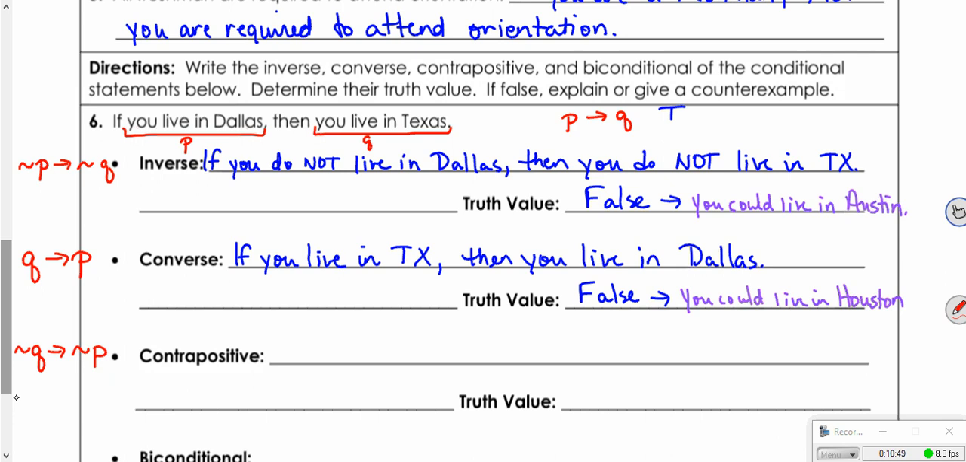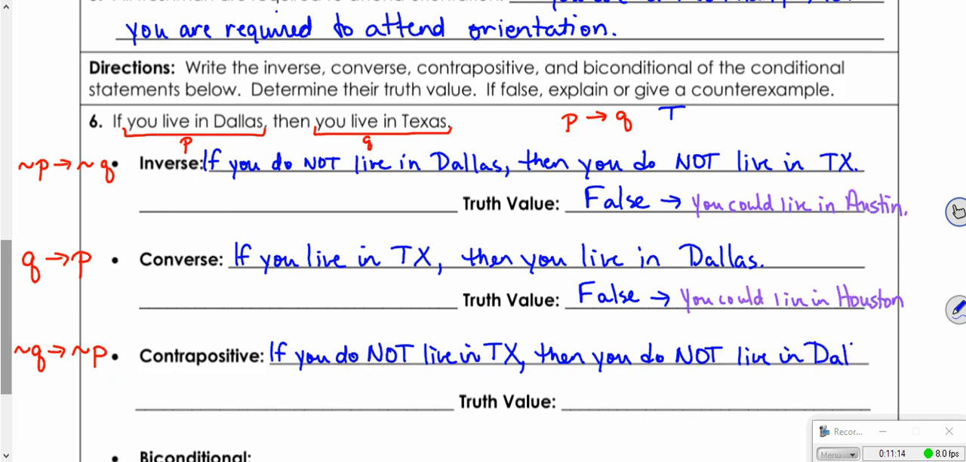If you do not live in Texas, then you do not live in Dallas. And that is actually true. Since Dallas is in Texas, if you don't live in Texas, then you obviously don't live in Dallas. It's like if you do not live in Missouri, then you do not live in Concordia, Missouri. Well, obviously that's true.